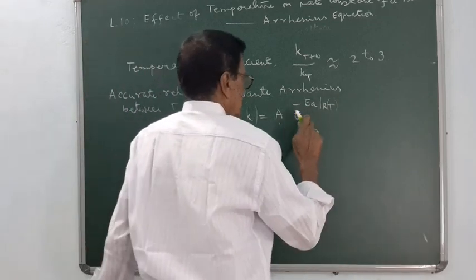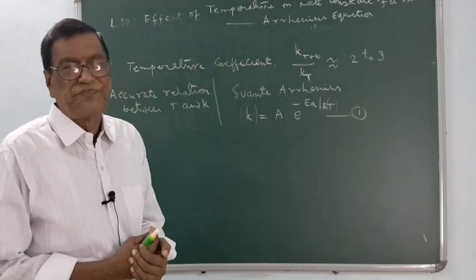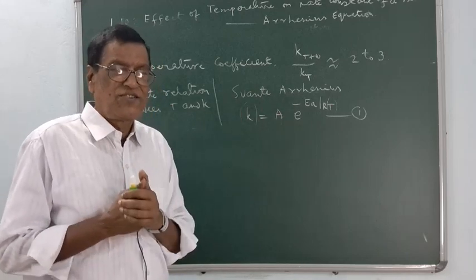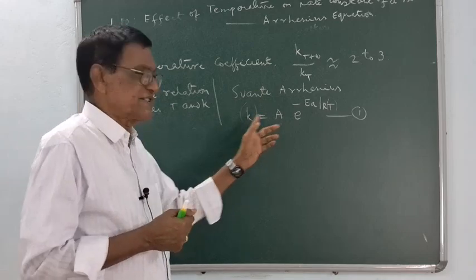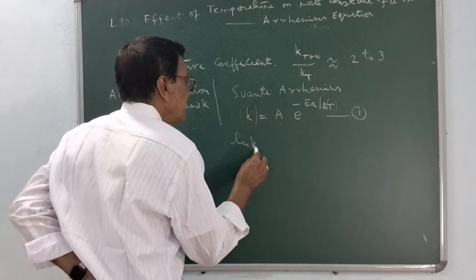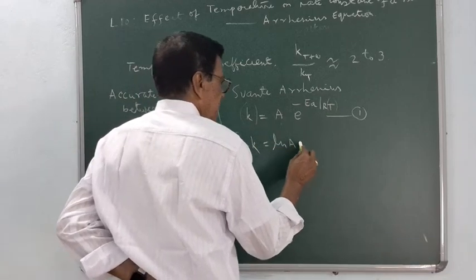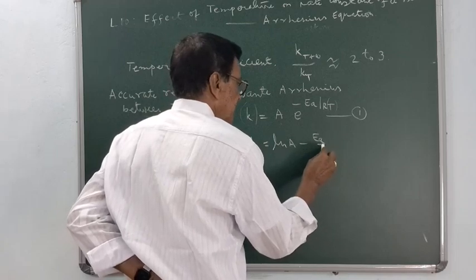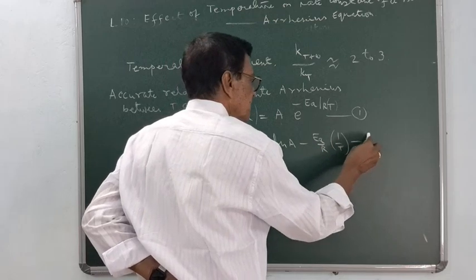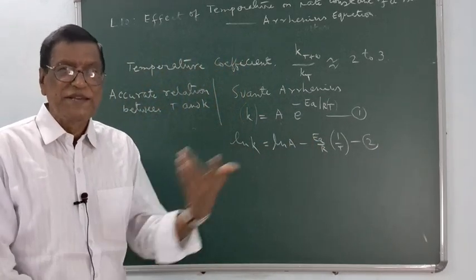This is equation 1 as Arrhenius proposed. If we take the natural log on both sides, then it is ln k equal to ln A minus Ea by R into 1 by T, equation number 2, taking the natural log of both sides, base e.